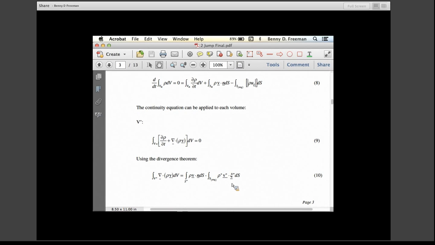And if you think about it just a little bit, what does this term represent physically? The divergence of the flux at a given point.